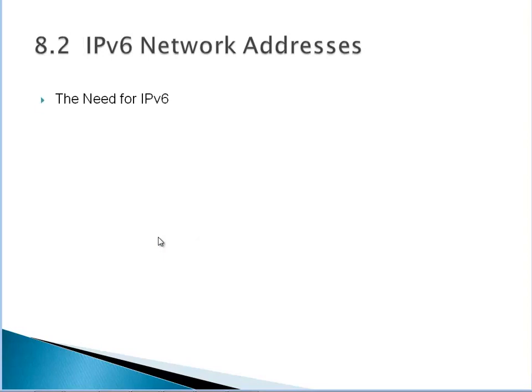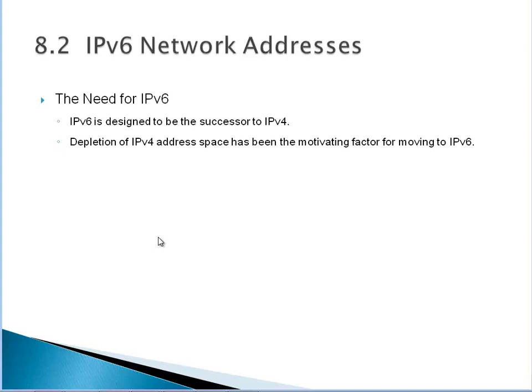IPv6 network addresses. The need for IPv6. Well, why do we have IPv6? The reason is that IPv4 is running out. In about 1 to 5 years, it's predicted that we will totally run out of IPv4 addresses. IPv6 is the successor to IPv4, and the depletion of the IPv4 address space has been the motivating factor for moving to IPv6. Now IPv6 is not a new protocol. It's quite old now. It started in the 1990s, and we are transitioning from IPv4 to IPv6 now.